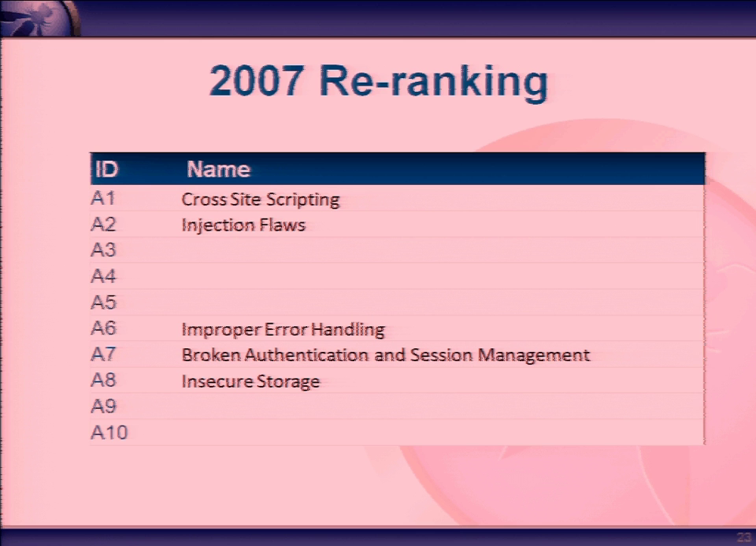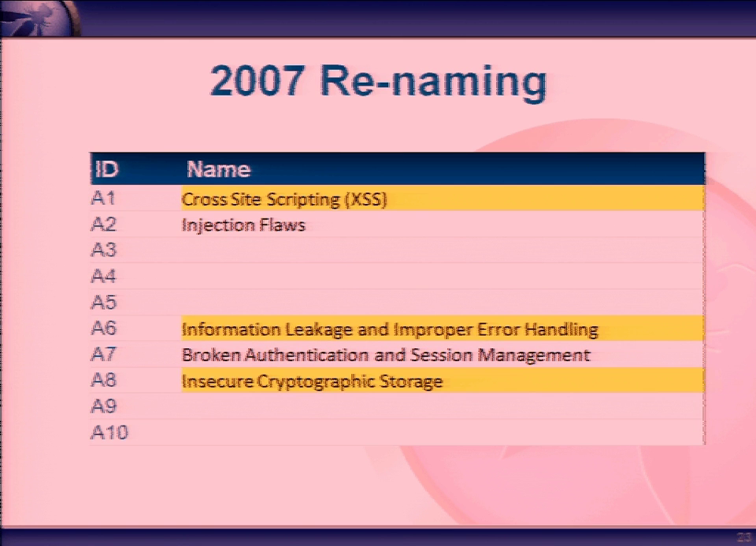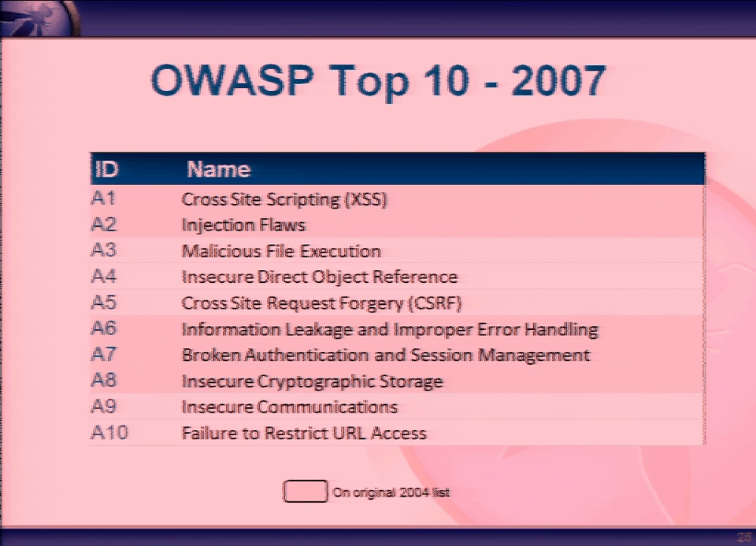Is this starting to look familiar to anyone? Drop stuff off, reorder the list, and then rename some stuff. Now, granted, the renaming is not as significant as it was with CWE, but same kind of thing. So then we have the top 10 for 2007. This is your full list, right?